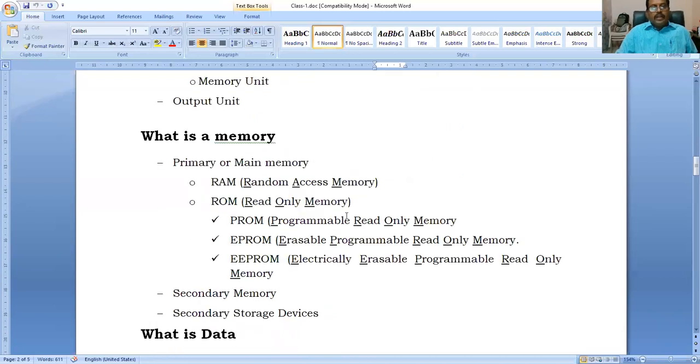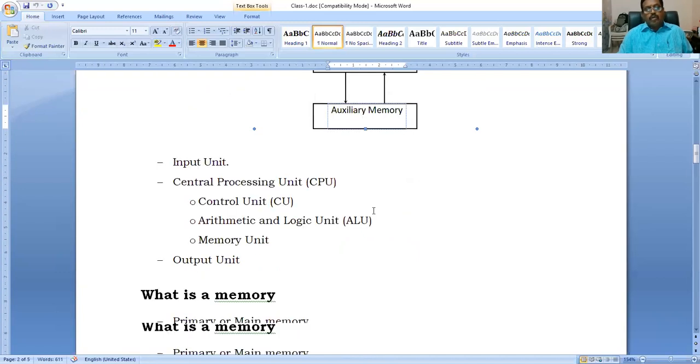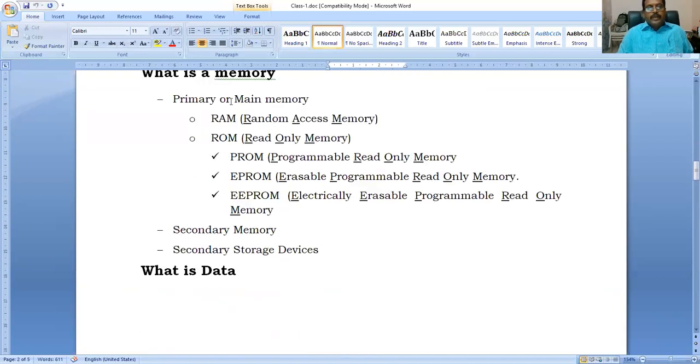Okay, here, what is memory? Already we specified primary memory and auxiliary memory. This one is the primary memory and this one is the auxiliary memory. Primary memory is also called the main memory, and it is available in the CPU.